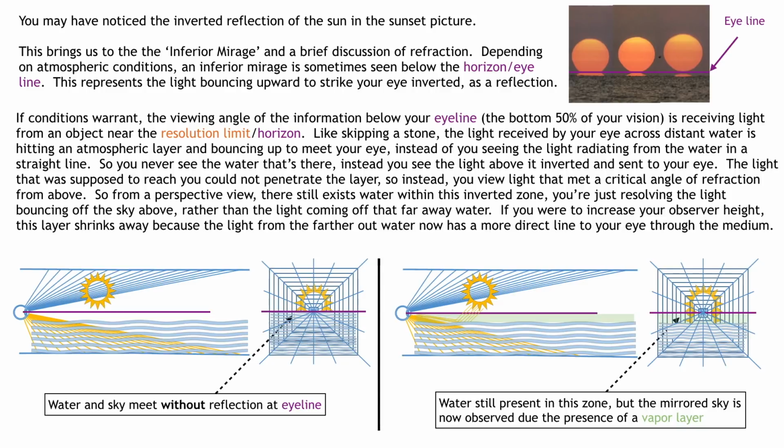So again, here in the orthographic view and converting it down to perspective, on the left you have no visible vapor layer, so the water and the sky meet without reflection at the eye line. And then when we put this vapor layer in, still maintaining the same observer height, there's water still present in that zone within perspective, not necessarily in reality, but within perspective, because the floor has been brought up to meet the sky, but the water is still present within perspective below that purple line. But you're going to see the mirrored sky there instead now in the presence of this vapor layer. We'll discuss that here.